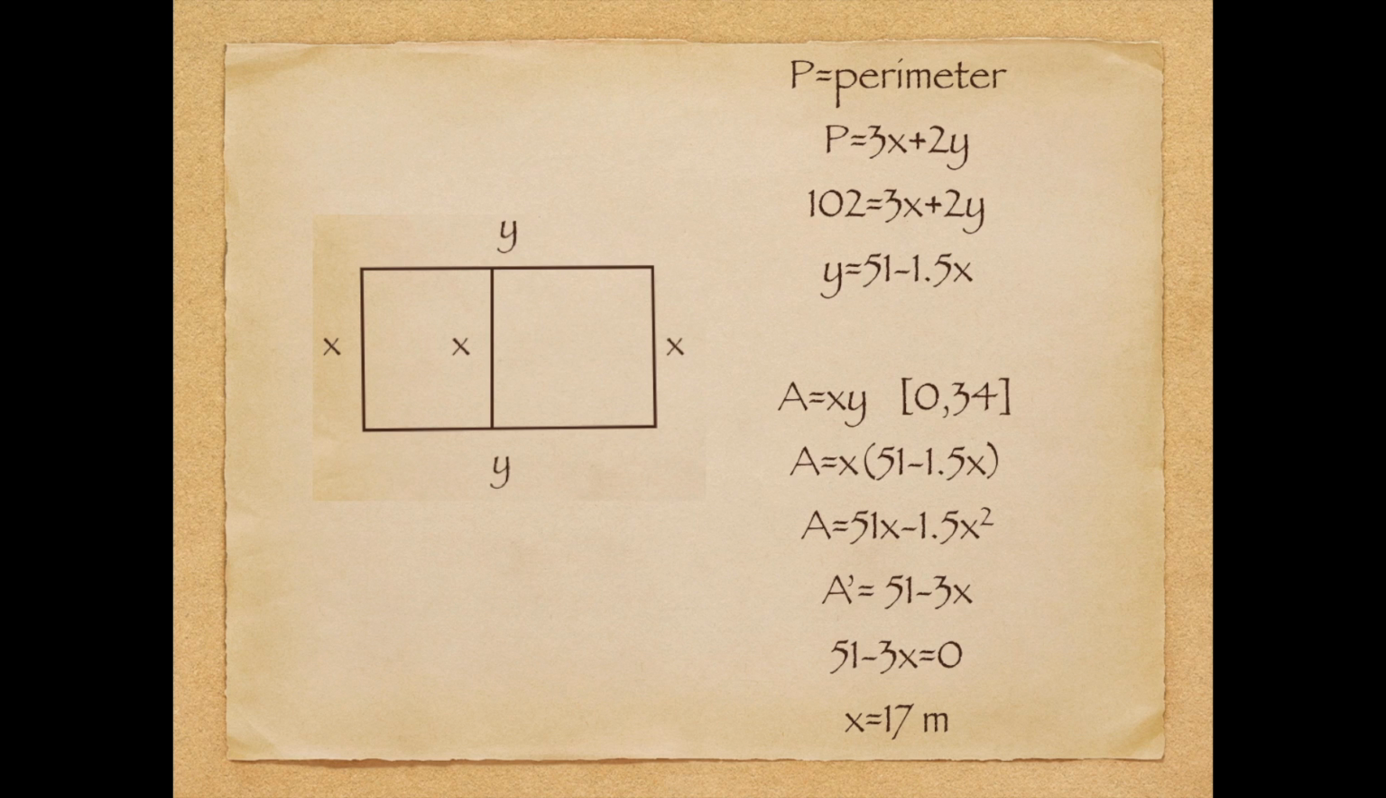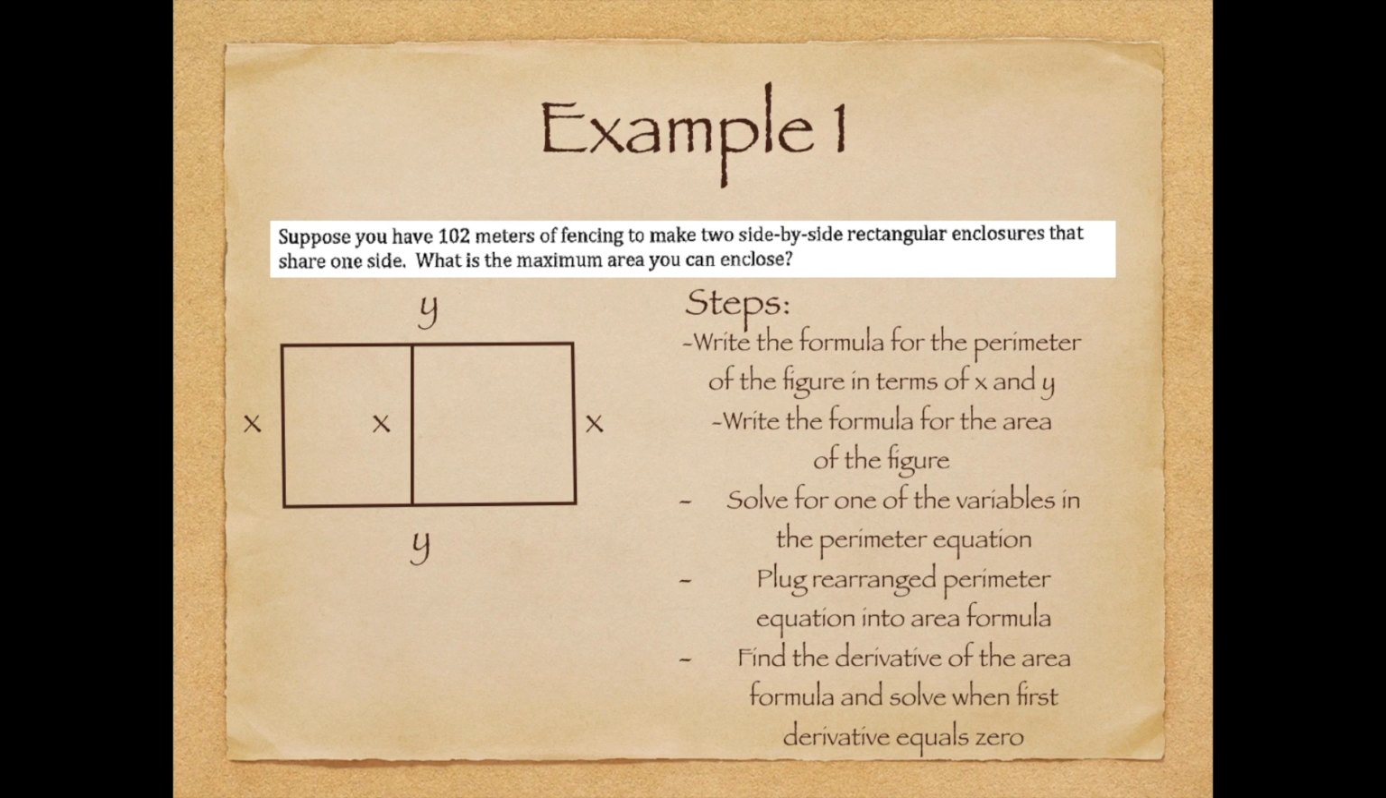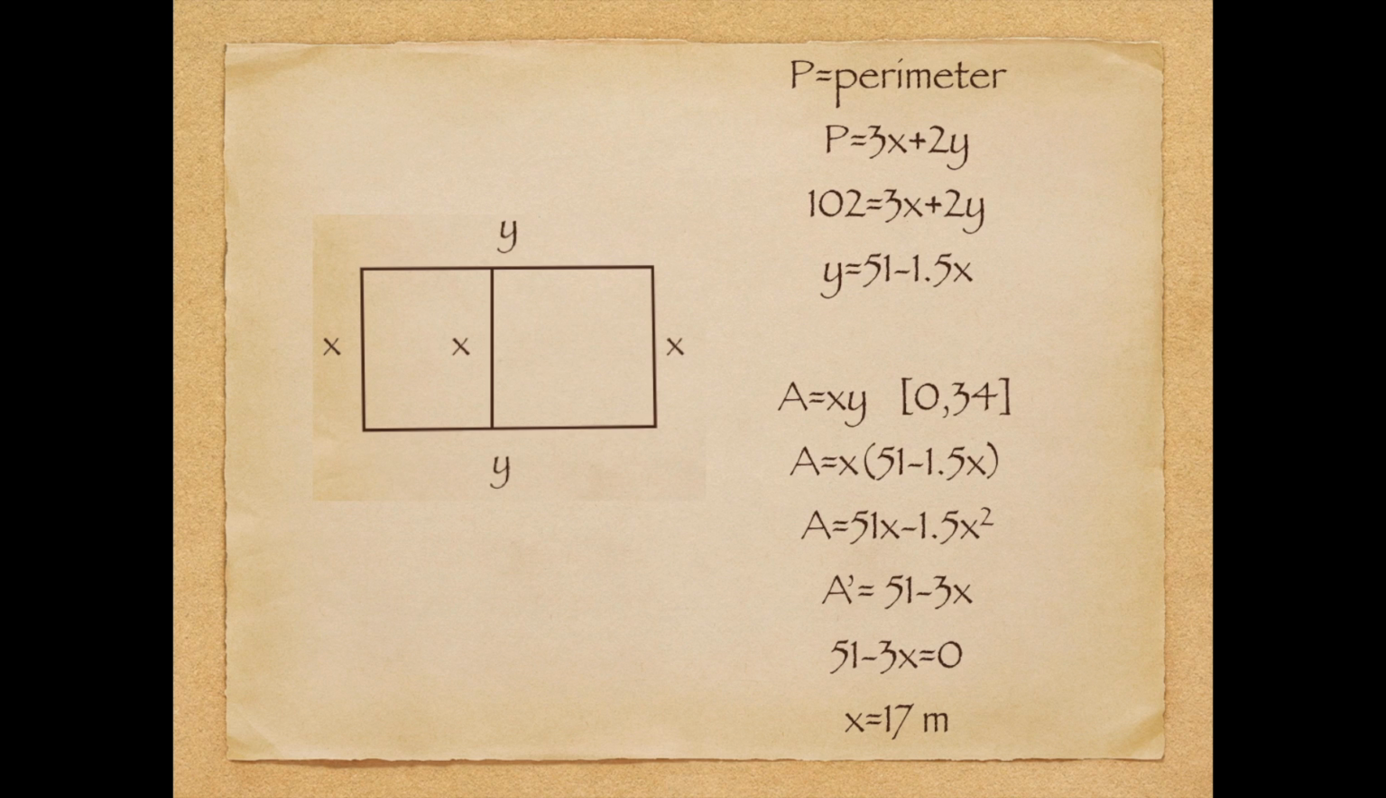Then we use our area. We have an interval as well, where we restrict our sides because we can't use more than the fencing we have, so we can do that. And then we solve for one of the variables. Then we plug the rearranged equation into the area formula. That's why we optimize. We solve for one of the variables and put it directly into the area formula. We put y equals 51 minus 1.5x in for y in the area formula of x times y.